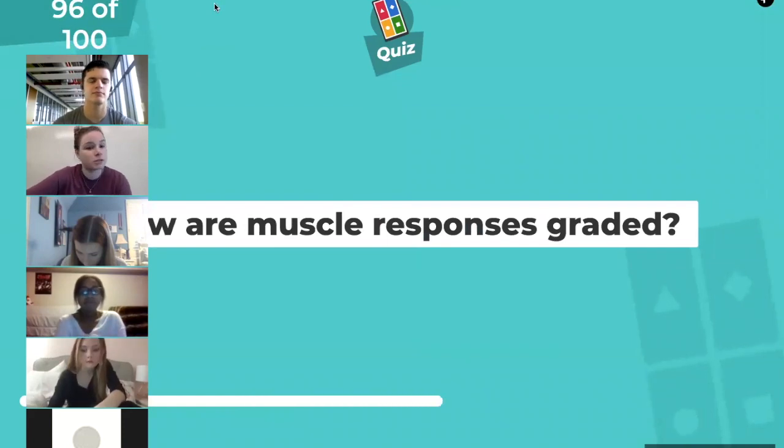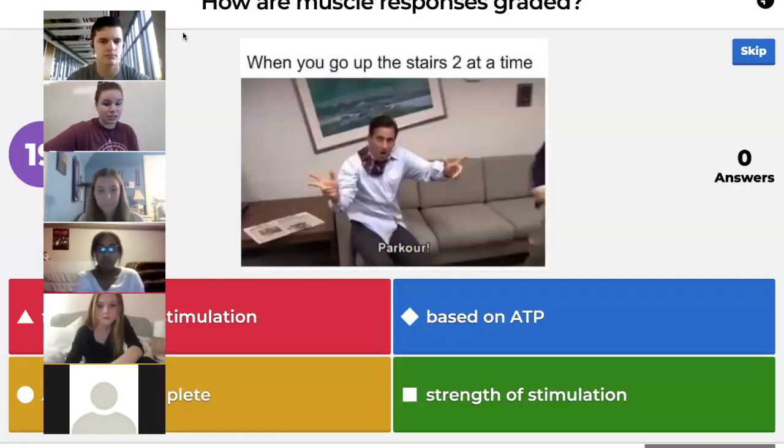How are muscle responses graded? A, B, C, D, E, F, G?